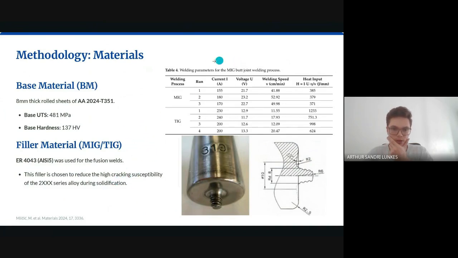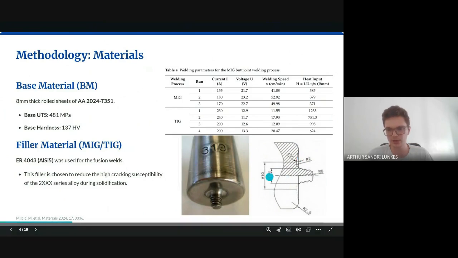Here we have a table that the authors wrote in the article. We can see some parameters used in welding by the MIG and TIG processes: the current, voltage, welding speed, and heat input. So if someone else wants to duplicate the study, here we have the parameters to program the weld machine. Here we have the picture of the tool and the dimensions of the tool that will be used in the weld.